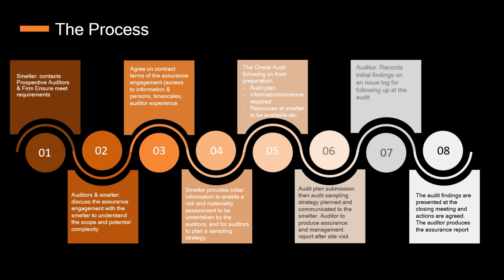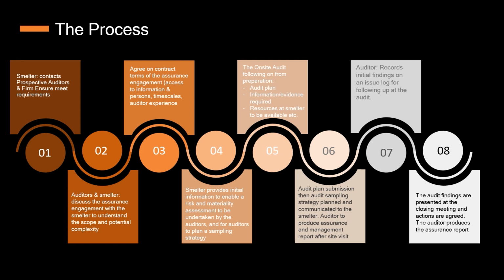Then, of course, similar to 19011, the audit firm will carry out an audit plan, and within that audit plan also list the information that's required to be available on the days where the audit or assurance engagement is taking place, and also what resources will be available. And that plan will obviously be submitted to the smelter and communicated to the smelter so they can prepare and make sure everything is in place prior to the auditor's arrival, and it starts off planned, arranged, and smoothly.